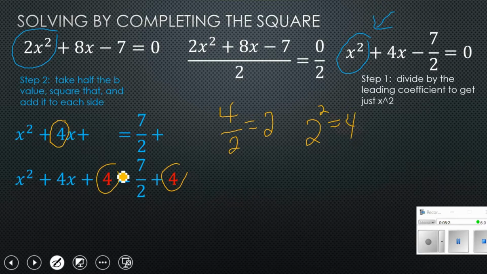Okay, and the reason we've done that is we want this side over here to factor really nicely. And by the fact that we've taken half the b and squared it and added it to each side, it allows us to factor it super easy every time. So we'll take a look at that here.